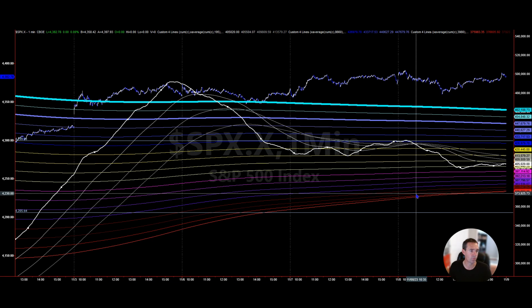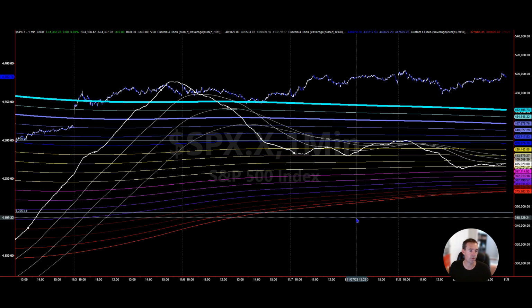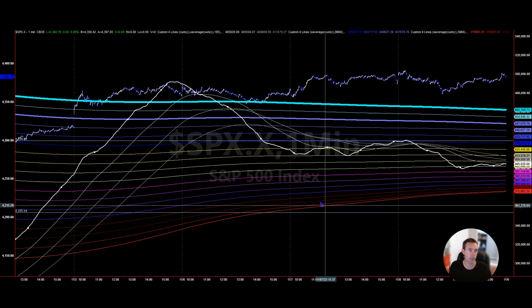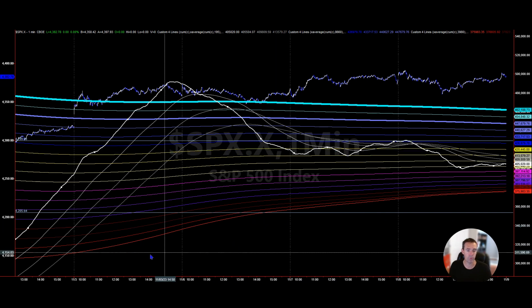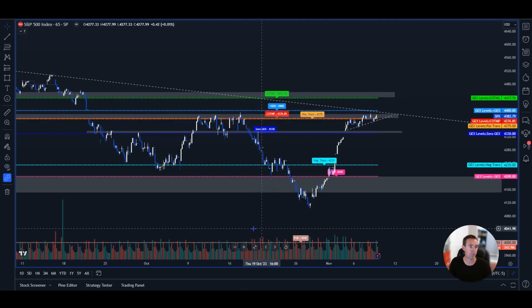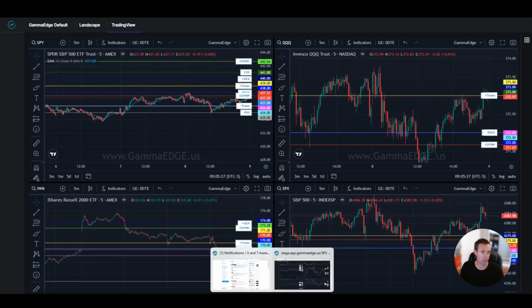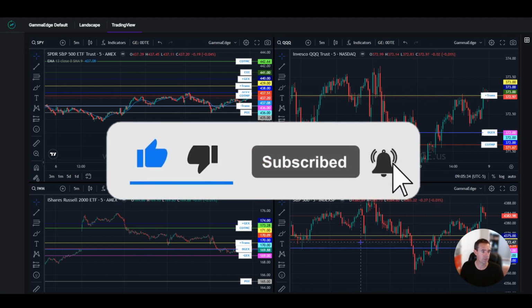If we do drop through the red line and start to move back below the colored ribbon, that would give me a little more pause for looking for more upside, as this would turn off multiple signals and signal that institutional selling is coming in and it's not constructive anymore. So we'll see how this plays out for the rest of the week. But as of now, I'm still looking for pullbacks to be opportunistic as we head through the week, and we'll continue to watch this 4330, 4370 level as we move through the day.